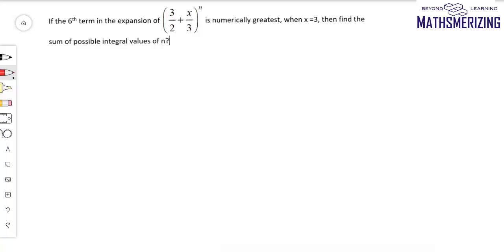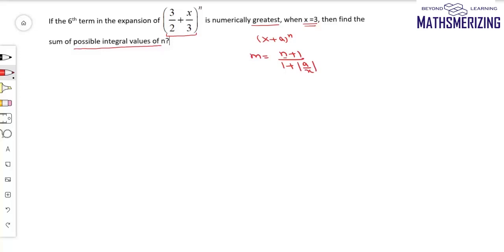Now the question says if the sixth term in the expansion of (3/2 plus x/3) to the power n is numerically greatest when the value of x is 3, then we need to find the sum of possible integral values of n. Now we'll use the shortcut here, and the shortcut was in the expansion of (x plus a) to the power n, we'll first find this value m, which was (n plus 1) upon (1 plus mod of a by x).